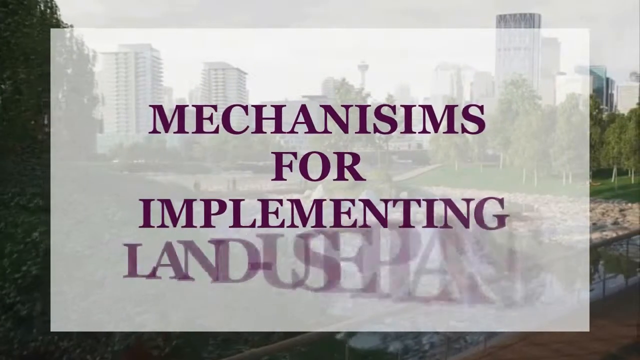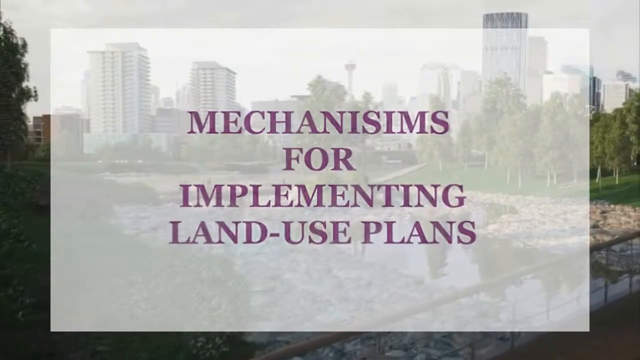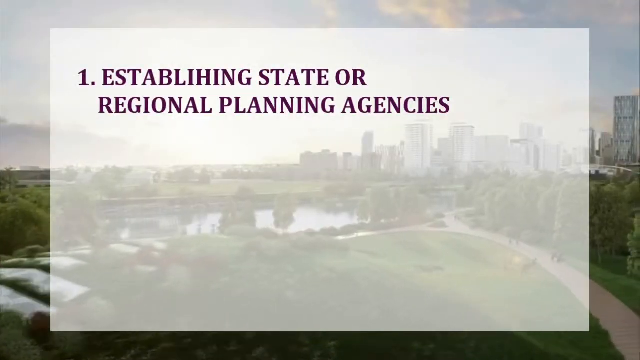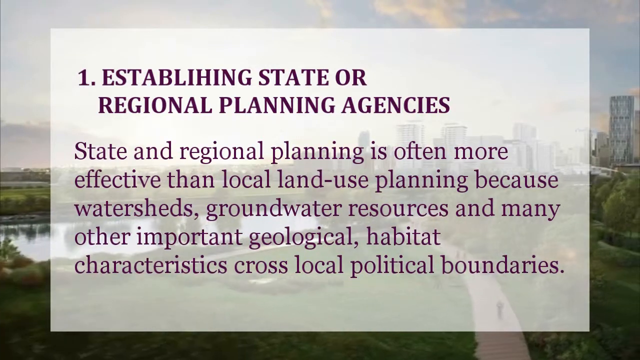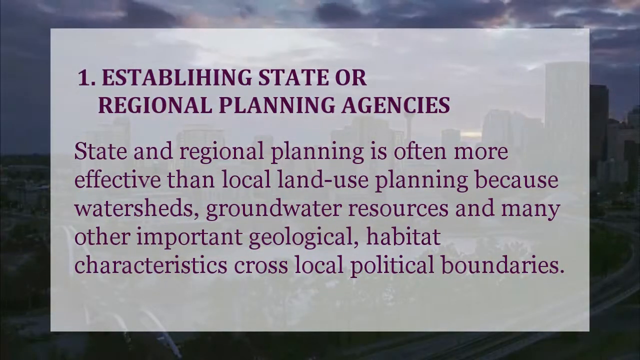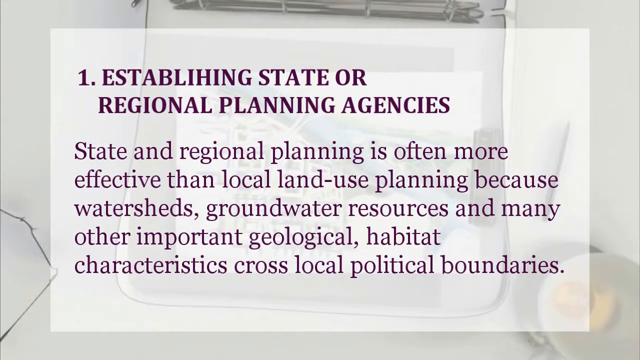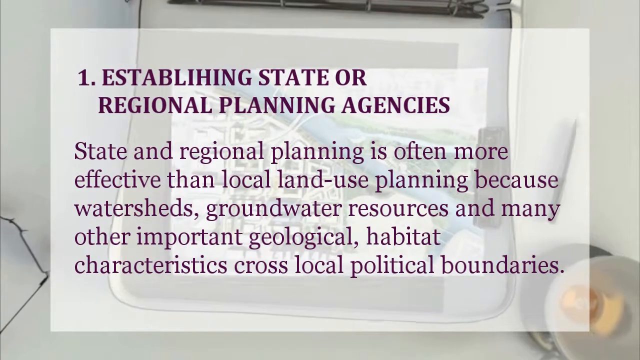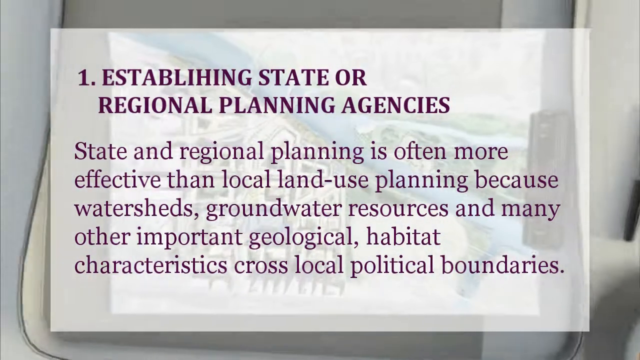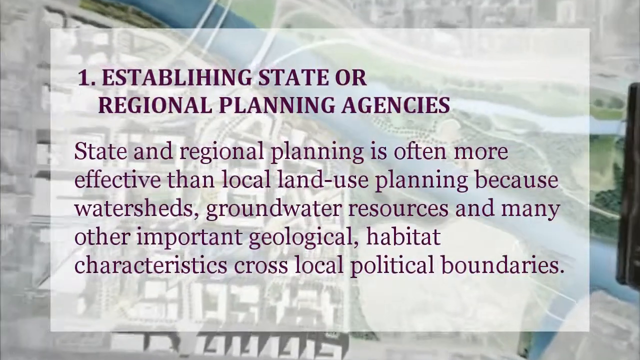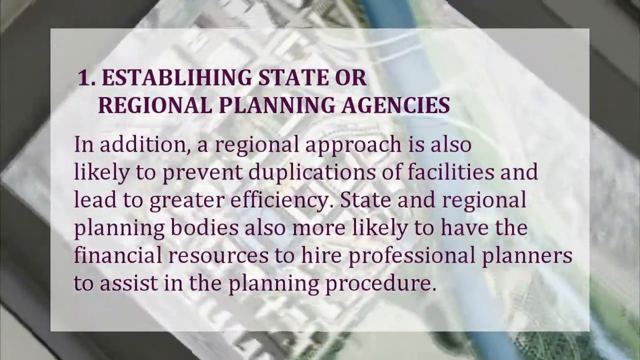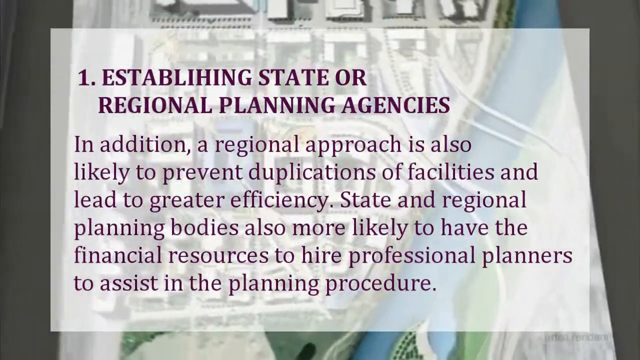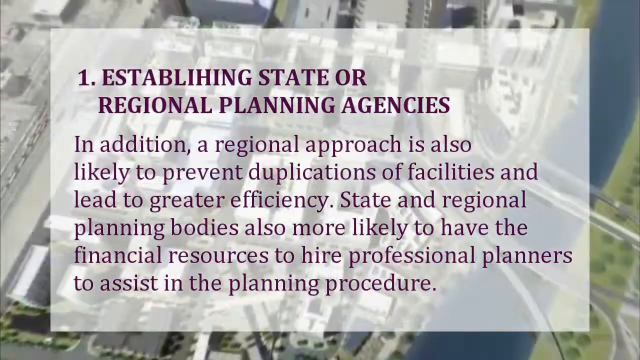Mechanisms for implementing land use plans. Bringing in state or regional planning agencies. State and regional planning is often more effective than local land use planning because watersheds, groundwater resources, and many other important geological and habitat characteristics cross local political boundaries. In addition, a regional approach is also likely to prevent duplication of facilities and lead to greater efficiency.